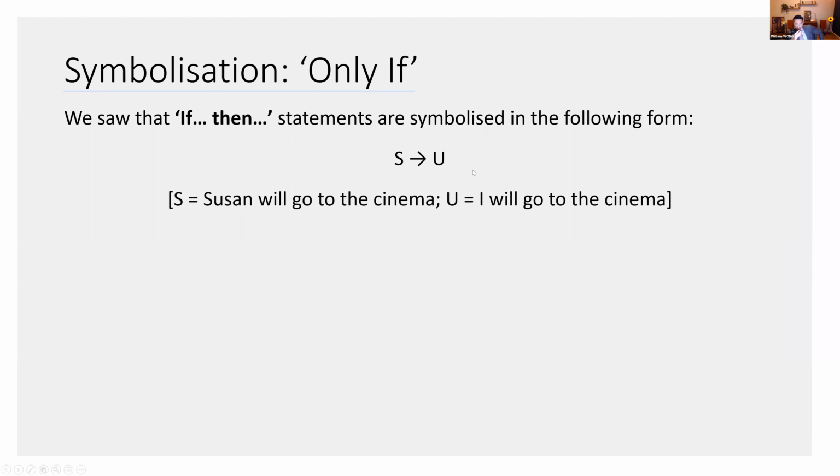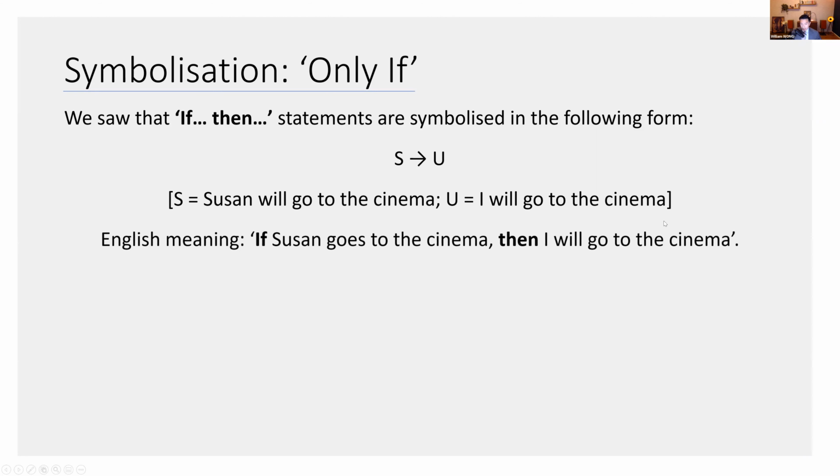Now, if S is Susan will go to the cinema and U is I will go to the cinema, well, I hope you can see that this is saying if Susan goes to the cinema, I will go to the cinema. Okay, that's an if-then statement.